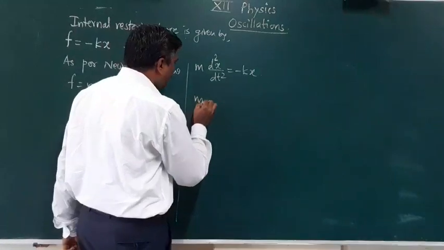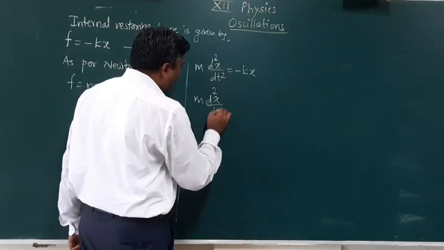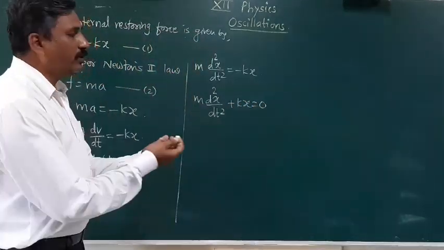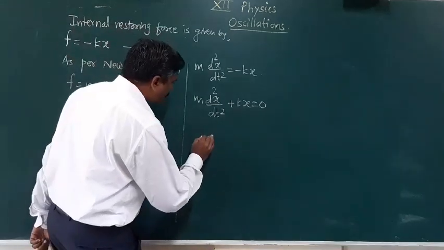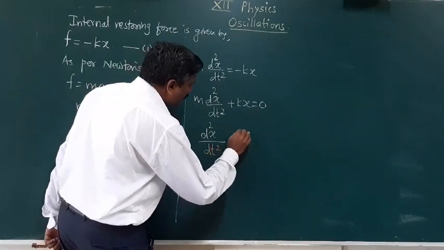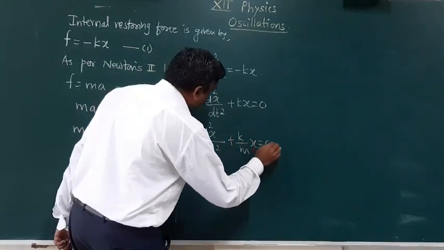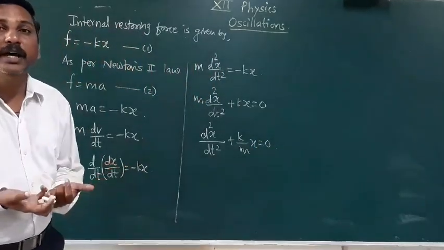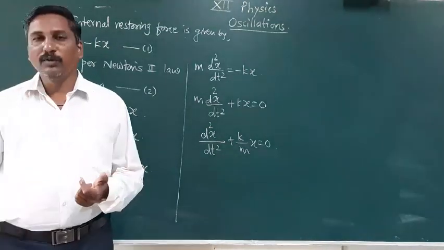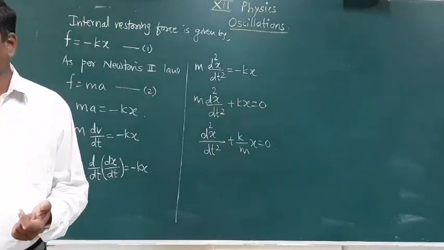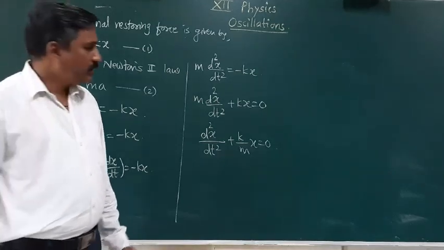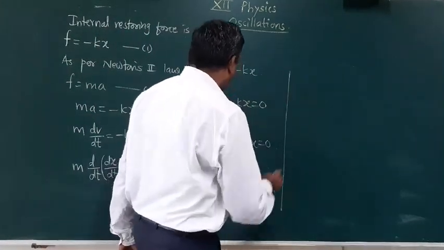Bring the terms to one side: m into d2x by dt square plus kx equals 0. Dividing by m on both sides, m gets cancelled, and we get d2x by dt square plus k by m into x equals 0. But what is that k by m? That we have to find out. That k by m is nothing but my omega square. How we write that omega square, and what is the new form of that differential equation, we have to see.